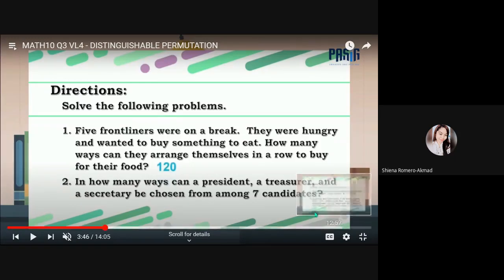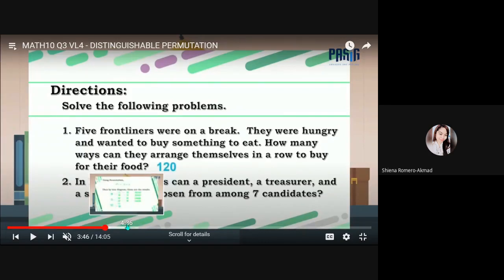How about the number 2? It is a permutation of, how many are our candidates? How many are the choices? Sabi niya, 7. Yes. So, our N is 7. How many will we choose? 3. So, our R is 3. Therefore, it is a permutation of 7 taken 3 at a time.